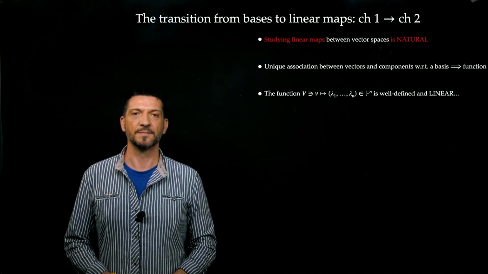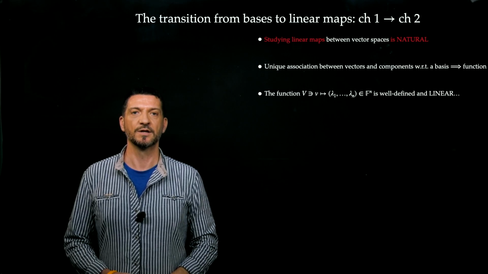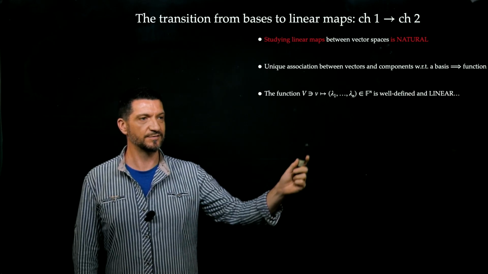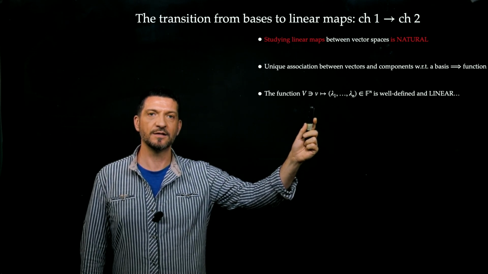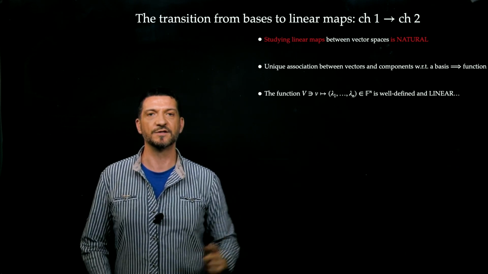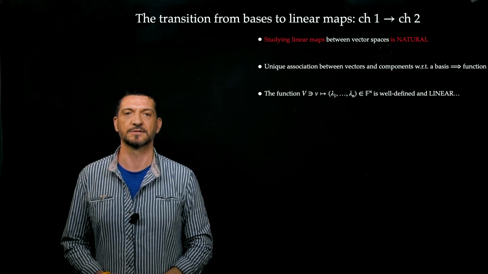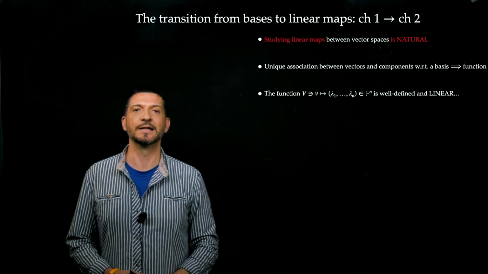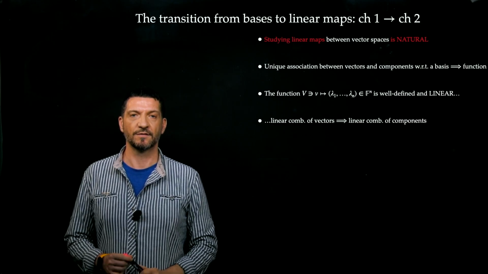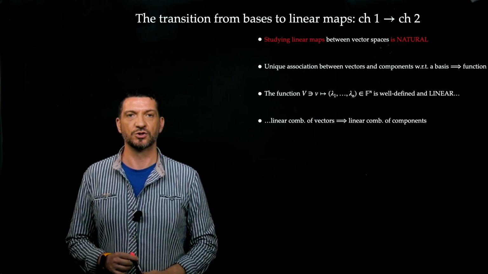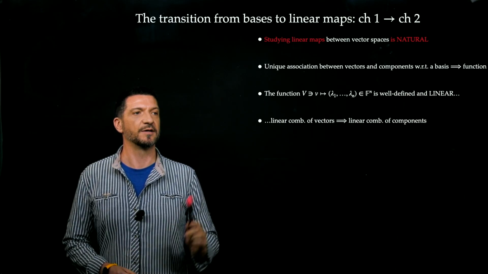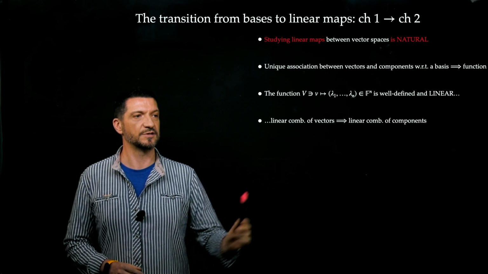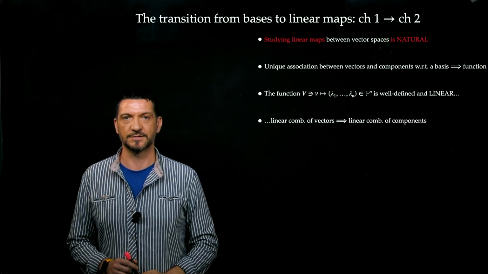The study of linear maps is totally natural in linear algebra. In fact, each time we fix a basis, we give rise to a function. That is, the function that takes any vector v to the set of its components with respect to the basis. We have seen that this function is not only well defined but also linear. We will study in a thorough way the concept of linearity in Chapter 2. For the moment, just keep in mind that this function is linear because it brings linear combinations of vectors into linear combinations of their components.